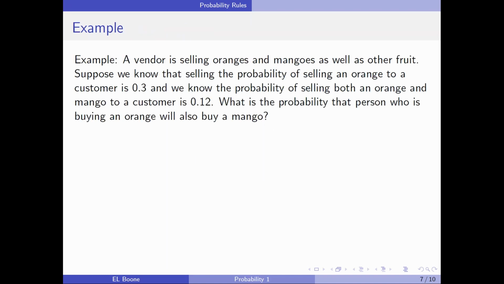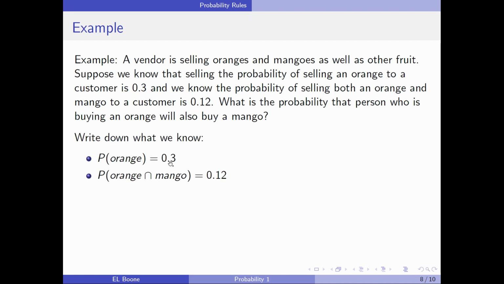All right, so let's look at a simple example. A vendor is selling oranges and mangoes as well as other fruit. Suppose we know that the probability of selling an orange to a customer is 0.3. We know the probability of selling both an orange and a mango to the customer is 0.12. What is the probability that a person who is buying an orange will also buy a mango? So we've seen them pick up the orange, we know they're going to buy that. What's the probability that they're going to grab a mango as well?